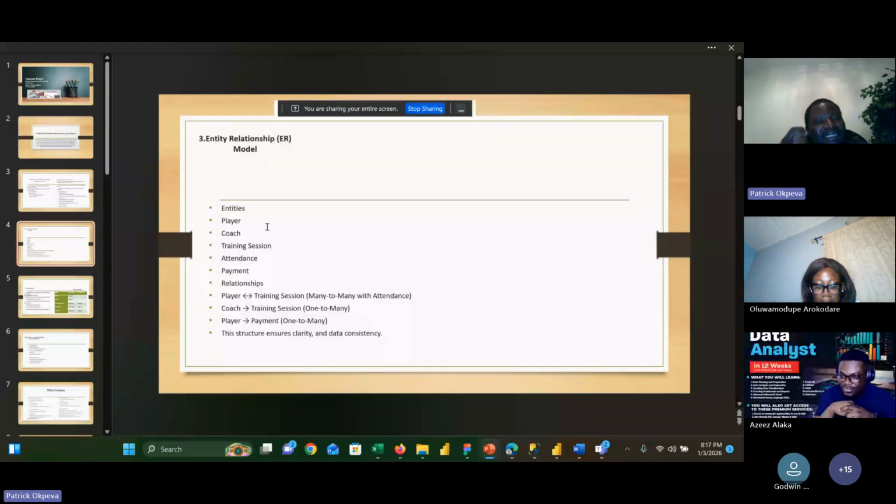So, these are the entities that involve players, coach, and training sessions, whereby before any team member can attend any session, they have to register. Each of these players is allowed to attend any sessions, depending on whether they've made registration, and the mode of registration is making payment and getting a membership ID card.